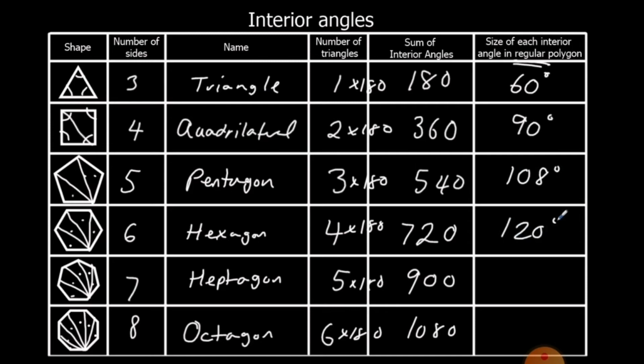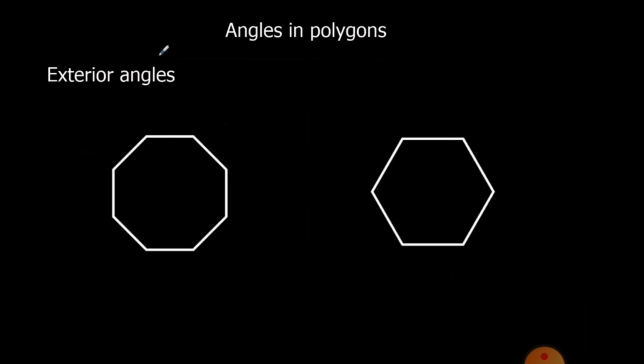For the pentagon, 108. So, for hexagon, 720 divided by 6. So, magiging 120 degrees. Okay? For the heptagon, same din, no? So, 900 divided by 7. So, it's 128.6 degrees. Okay? So, for the octagon, the same. 1080 divided by 8 is 135 degrees.